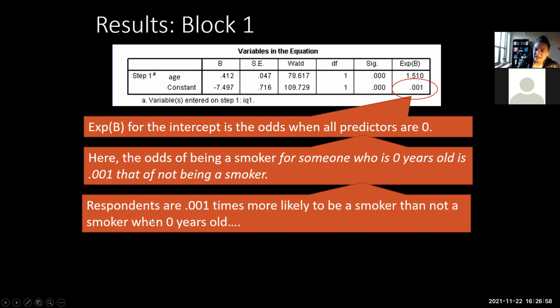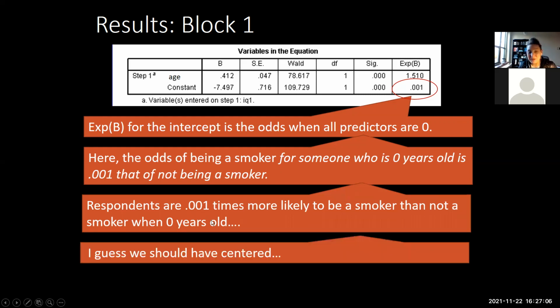You can also say it like this: respondents are 0.001 times as likely to be a smoker than not be a smoker when they are 0 years old. And that makes me think that maybe we should have centered this predictor variable, because 0 years old is not a very useful metric. I would hope that nobody who's 0 would we be expecting to smoke.